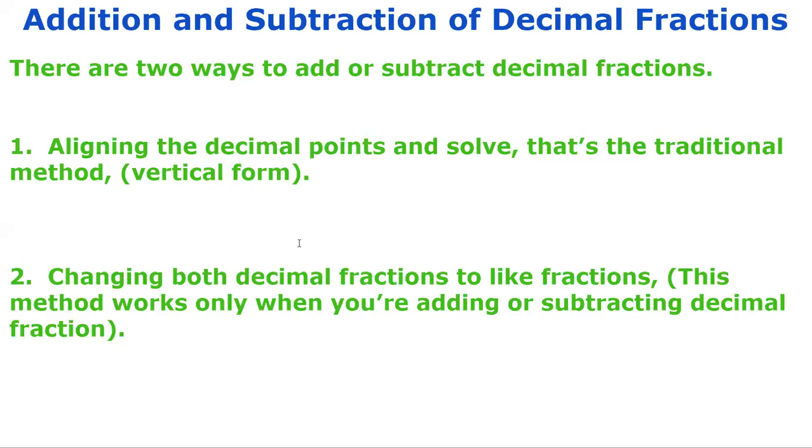And then the last part of a decimal fraction is the decimal numbers. The decimal numbers are those numbers that come after the point. So all those numbers that come after the point, we call them decimal numbers. We can't say they are decimal fractions.